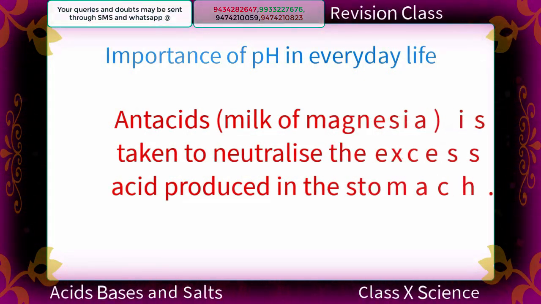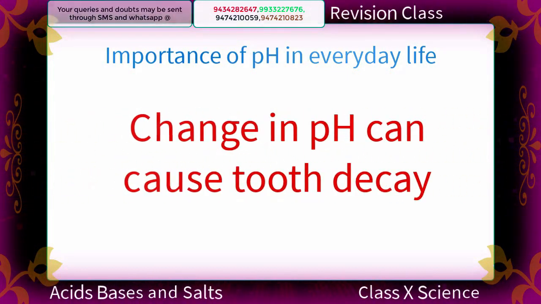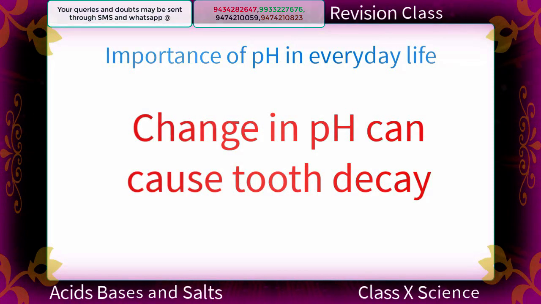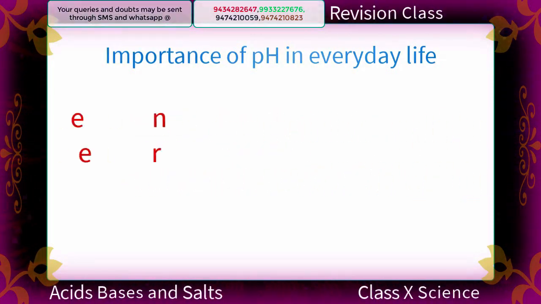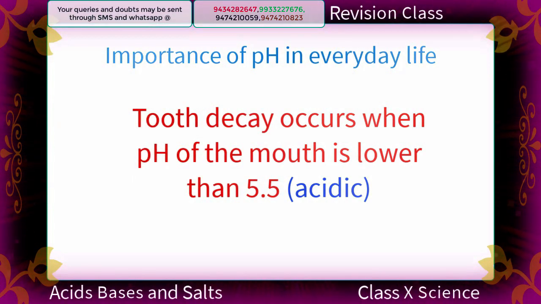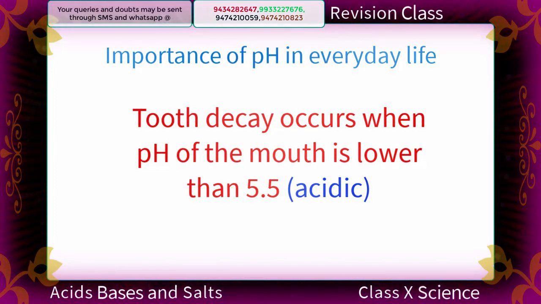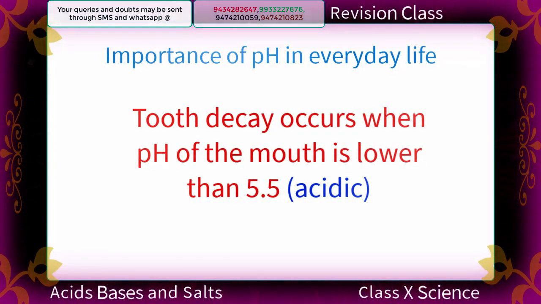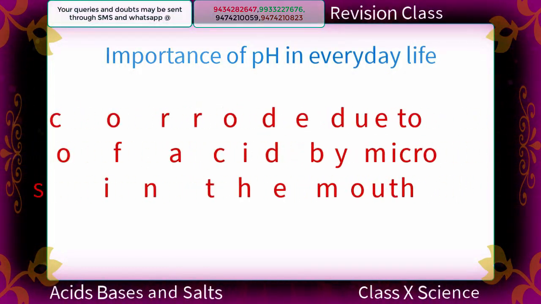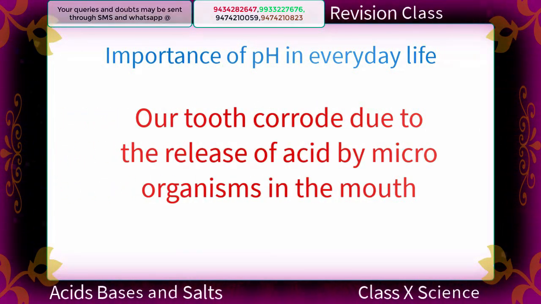Dear students, the change in pH can cause tooth decay. Tooth decay starts when the pH of the mouth is lower than 5.5. Tooth enamel, made of calcium phosphate, is the hardest substance in the body. It does not dissolve in water but is corroded when the pH in the mouth is below 5.5. This is because our tooth is made of a base, that is calcium phosphate, and the microorganisms which feed on the leftover food in our teeth secrete some acids.